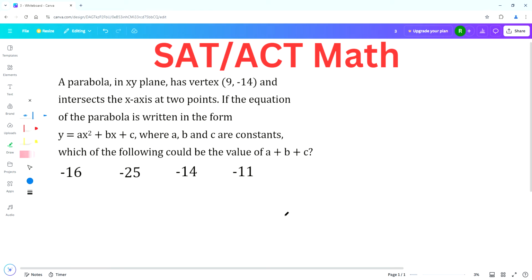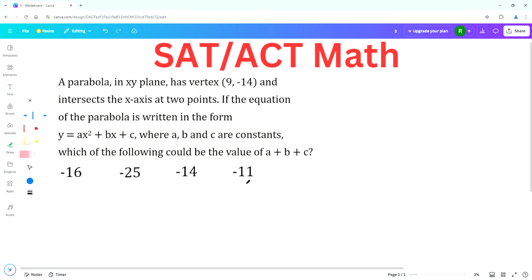In this video, we'll solve this problem using the concepts of parabolas. As per the problem, a parabola in the xy plane has vertex (9, -14) and intersects the x-axis at 2 points. If the equation of the parabola is written in the form y equals ax squared plus bx plus c, where a, b, and c are constants, which of the following could be the value of a plus b plus c? And we are given these four answer choices.